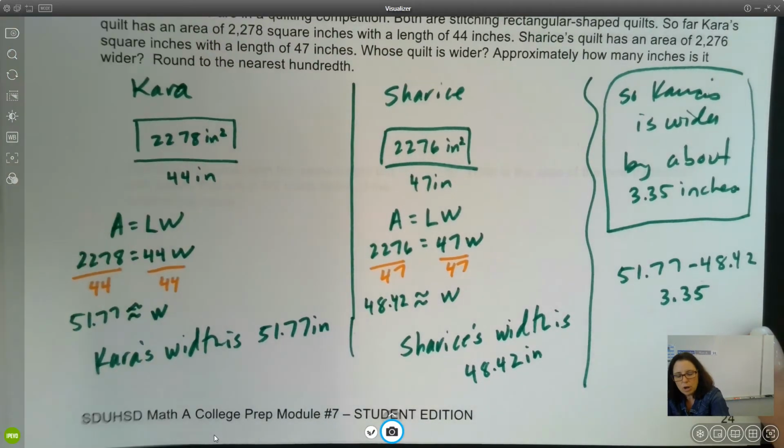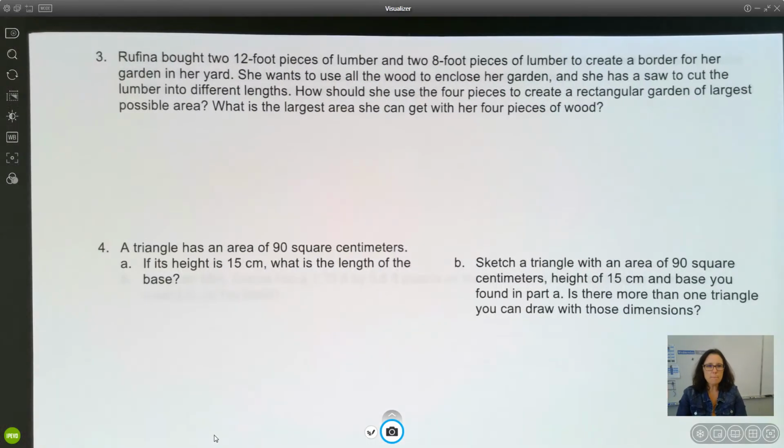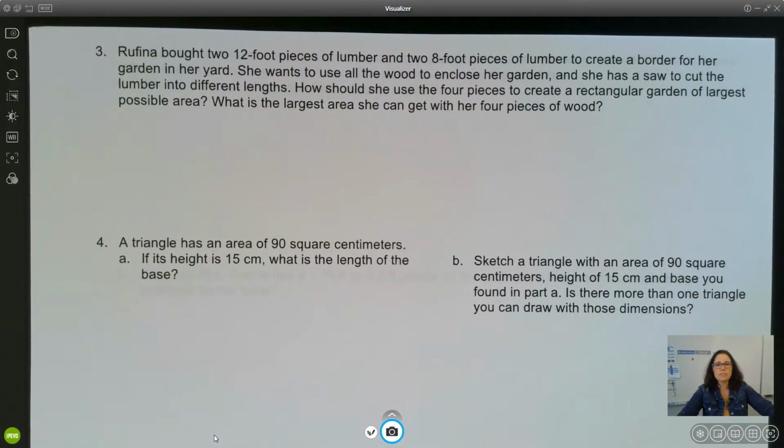Rufina on our next problem. Rufina bought two 12-foot pieces of lumber and two 8-foot pieces of lumber to create a border for her garden in her yard. She wants to use all the wood to enclose her garden, and she has a saw to cut the lumber into different lengths. How should she use the 4 pieces to create a rectangular garden of largest possible area? What is the largest area she can get with her 4 pieces of wood?